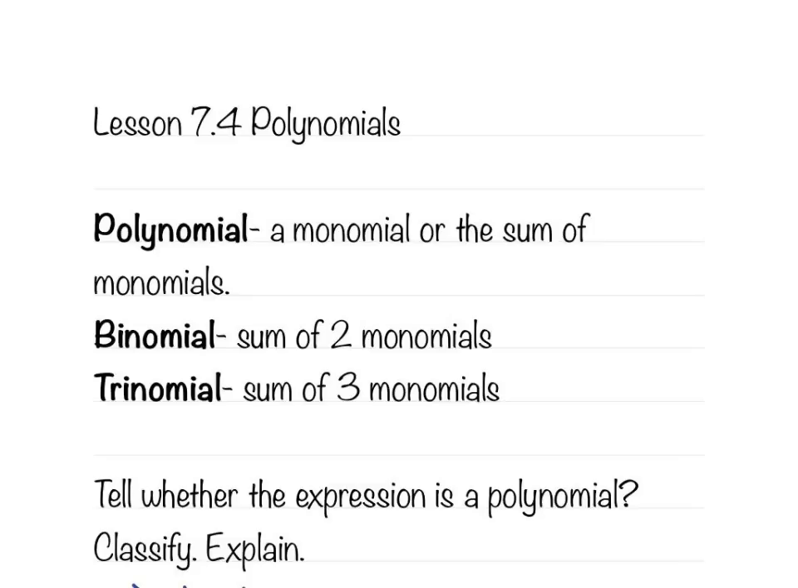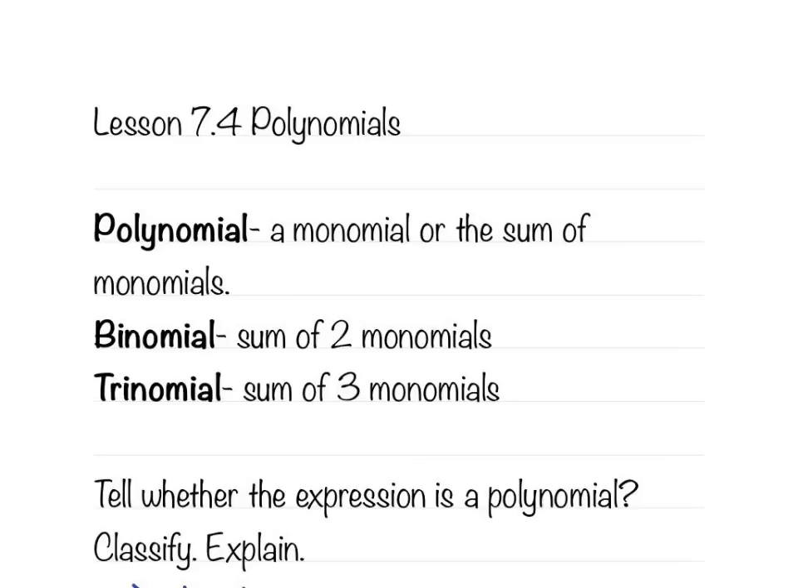Lesson 7.4, Polynomials. A polynomial is a monomial, one term, or the sum of monomials, or more than one term. A polynomial is also a binomial, a special name for the sum of two monomials, or a trinomial, which is a special name for the sum of three monomials. The prefix bi means two, and the prefix tri means three.